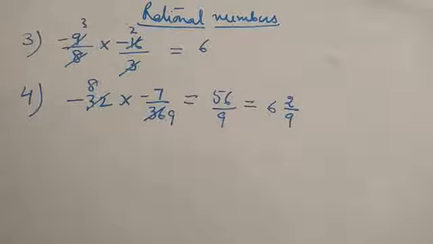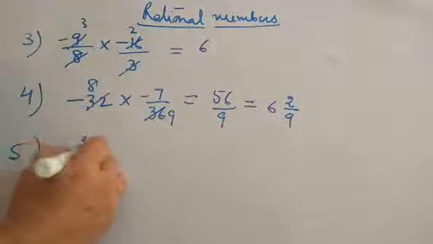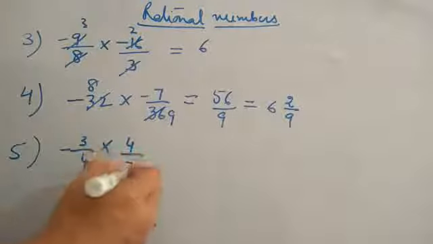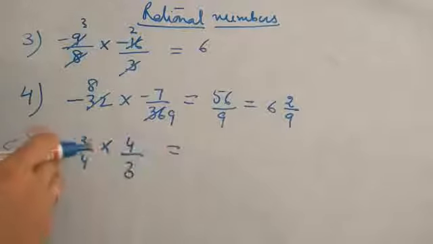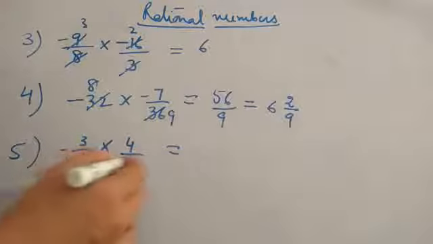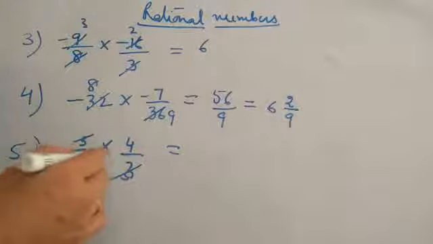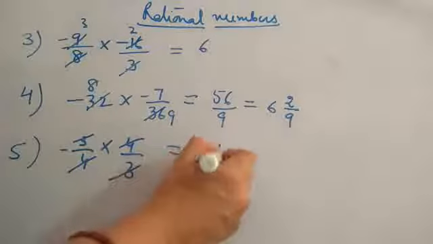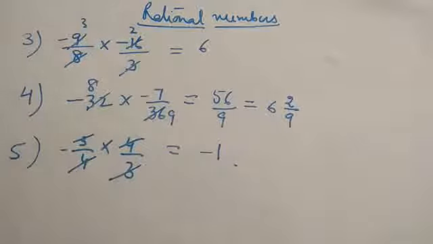I will take one more example. Example number 5. Minus 3 upon 4 into 4 upon 3. This is minus 3 upon 4. Now you can see 3 will be cancelled by 3, 4 by 4. You are just left with a minus sign. So the answer is minus 1. Okay. So this is how we multiply the numbers.